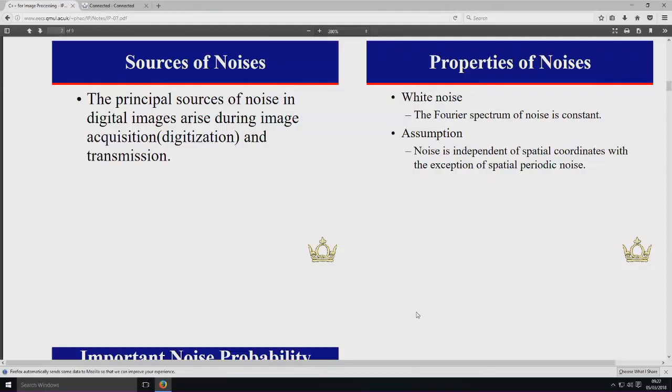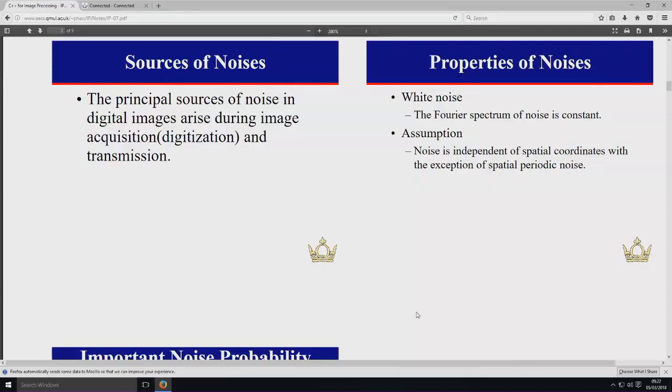Okay, it's about noise. We're talking about white noise and colored noise. And for noises, we just assume all the noise points should be independent of the spatial coordinates.